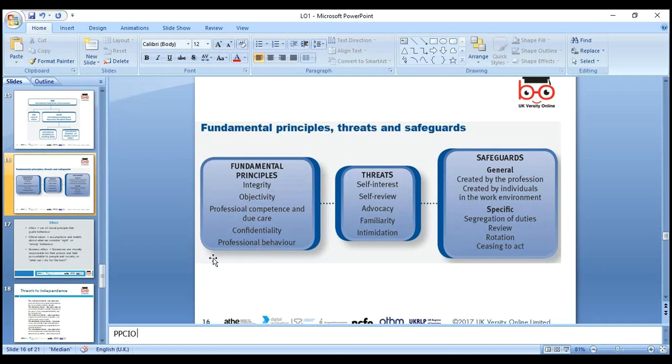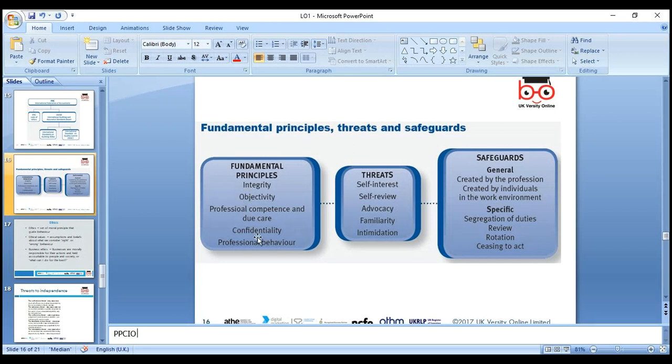P stands for professional behavior. As an auditor, as an accountant, we're supposed to have professional behavior and not bring our profession into disrepute. Then the second P is professional competence. We're supposed to have up-to-date knowledge and skills. If we don't, maybe we have not learned about the new audit standard, so we are not competent to do the audit in those areas or for those organizations.